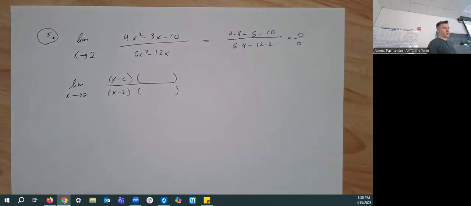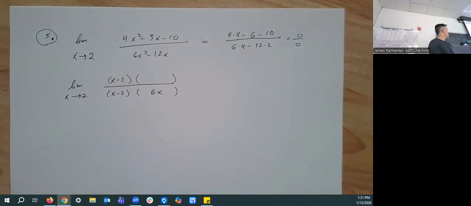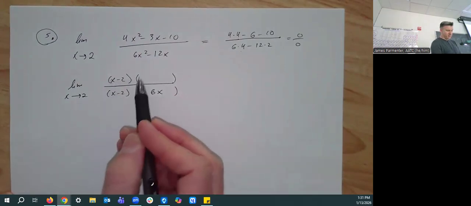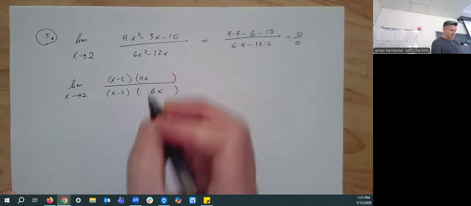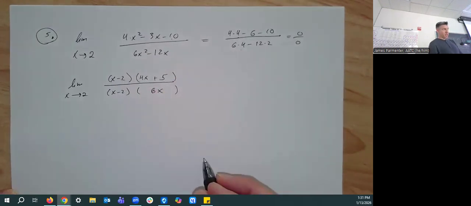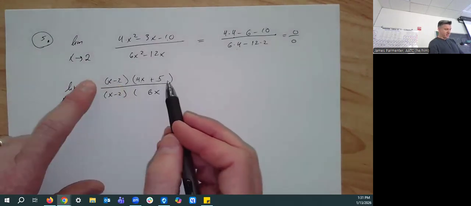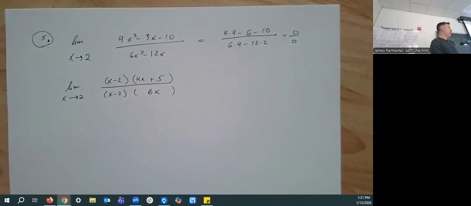The bottom one I've written kind of stupidly, right? Like the bottom one, the other factor, 6x. Here's what I'm thinking about the numerator. X times something has to give me 4x squared, so it better be a 4x. And negative 2 times something has to give me negative 10, so it better be a positive 5. And if you check the middle terms, it should work out. 5 times x and negative 2 times 4x gives me a 5x minus 8x, which is negative 3x. It's a really handy way of doing this.